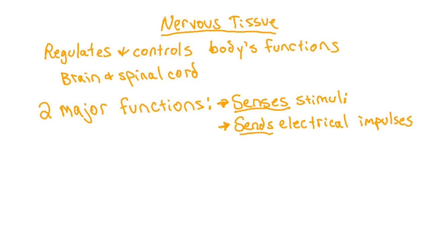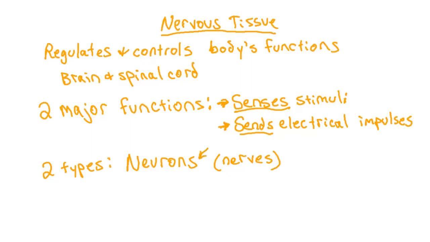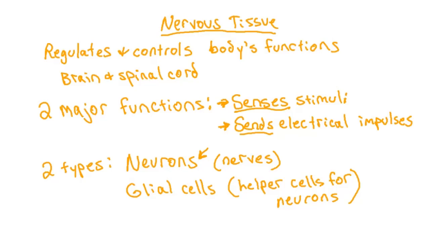Now there are two types of nervous tissue, and that is the neurons. And those are your actual nerves, what we call nerves colloquially, but technically they're called neurons. So I'm going to put nerves here, but you should get used to actually calling them neurons because that's what they really are. And also something called glial cells. And those are just helper cells for the neurons. So the glial cells are kind of like the personal assistants for the neurons.